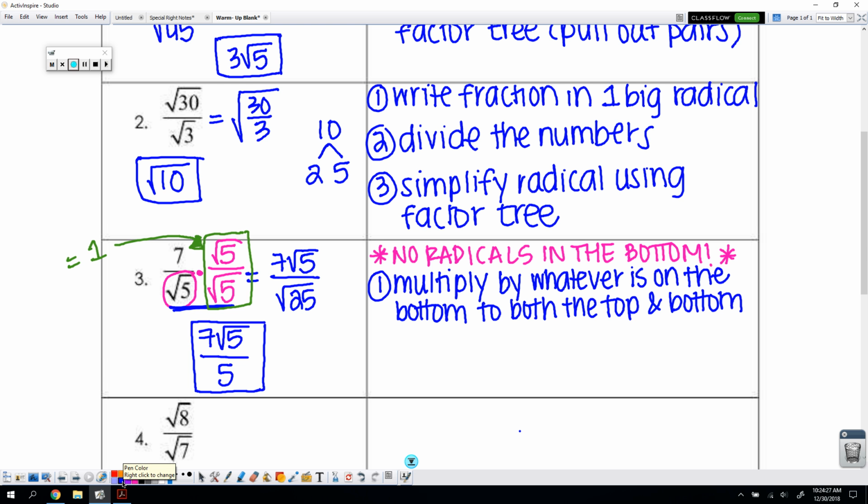If you put in your calculator 7 divided by the square root of 5, and then if you put 7 square root of 5 over 5, those should get you the same exact decimal. Alright? So, step number 1 was to multiply by whatever was on the bottom to the top and the bottom. And then at the top, you just rewrite the top.